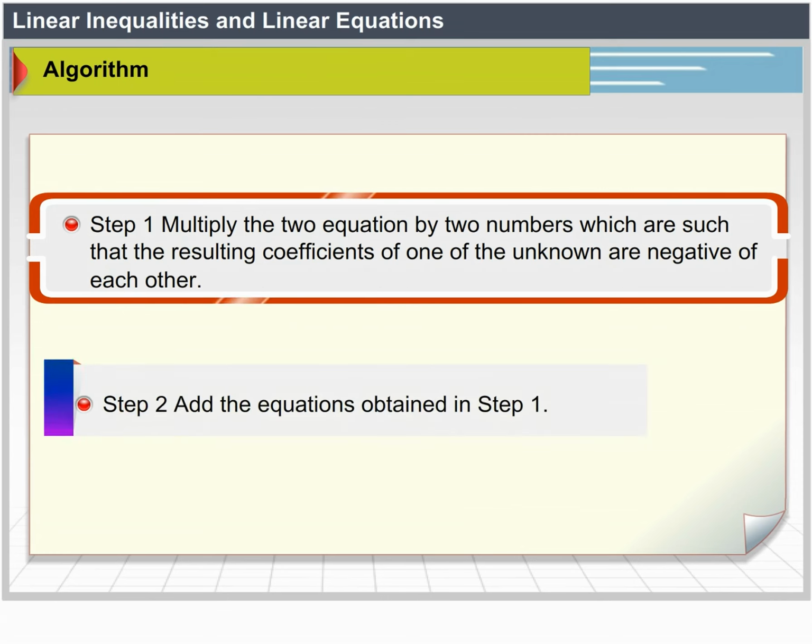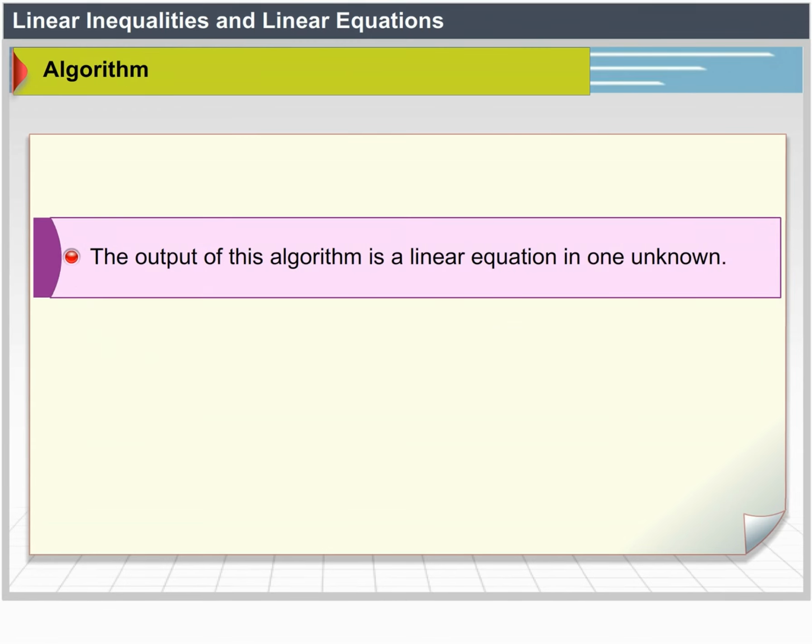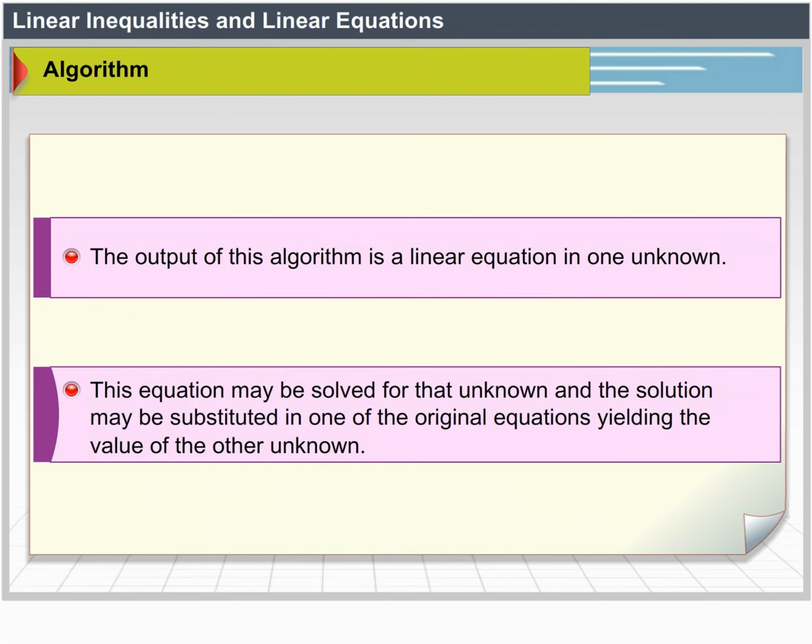Step 2. Add the equations obtained in step 1. The output of this algorithm is a linear equation in one unknown. This equation may be solved for that unknown, and the solution may be substituted in one of the original equations, yielding the value of the other unknown.